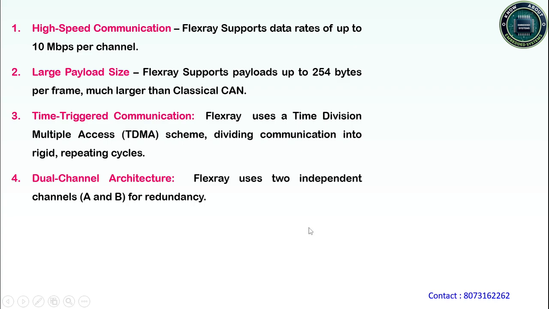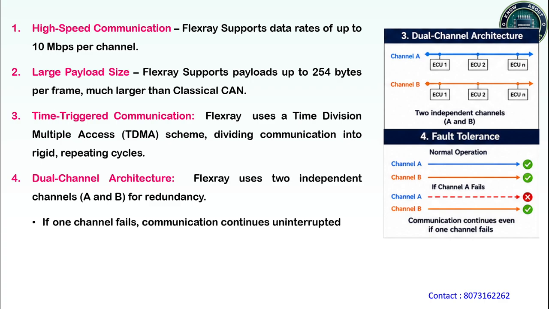The next one, dual channel architecture. This I already have told you. FlexRay uses an independent dual channel. So what do you mean by independent dual channel? That means each channel will be operating independently. You can see here I have channel A and channel B. There will be no physical connectivity or logical connectivity between the two different channels. If any one channel fails, communication will continue uninterrupted, because the communication will happen in the other channel as well. Even if channel A fails or channel B fails, the communication will continue. This is a very big advantage of the FlexRay communication protocol.